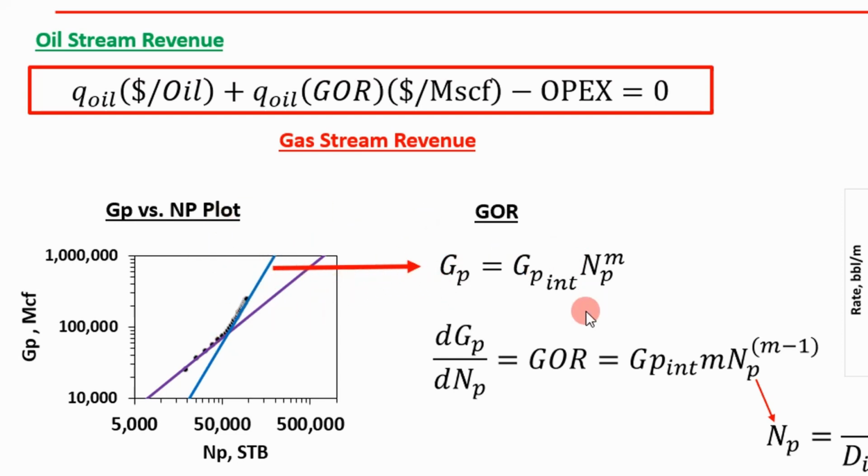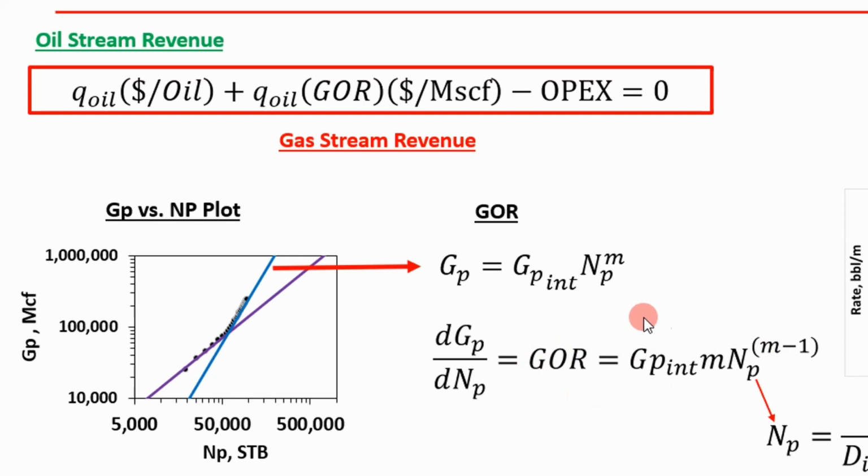And so we have to be clever again here. How do we relate this to GOR? Well, we take the derivative of it. If you take the derivative of the cumulative gas production with respect to the cumulative oil production, you get GOR as shown here. And that's an easy derivative to take. This is our intercept of our straight line, and then M is our slope, which are constants, and then cumulative oil production is our changing variable.